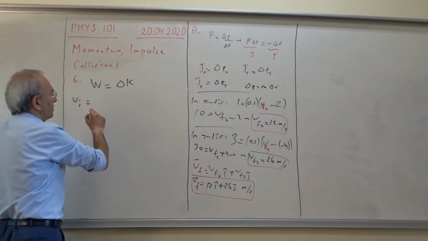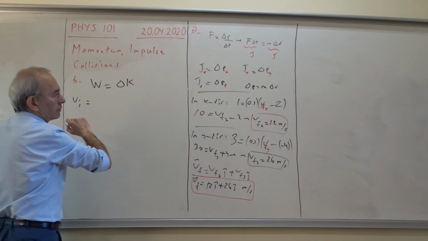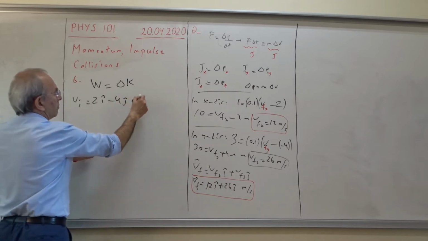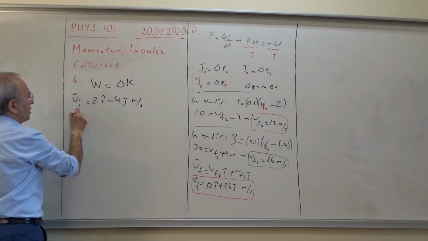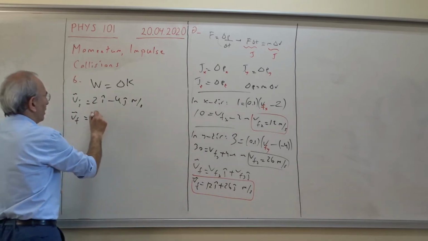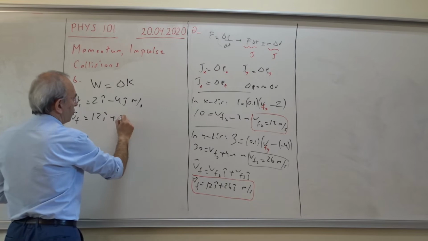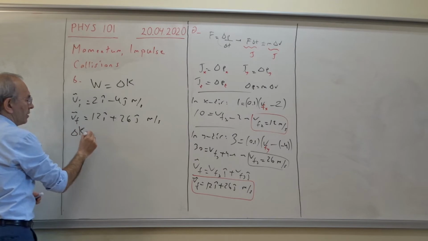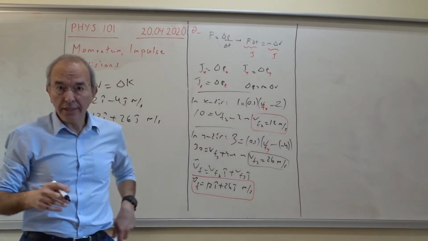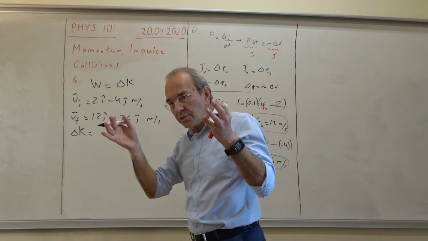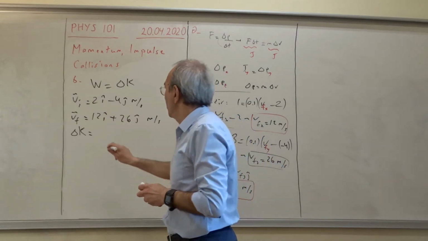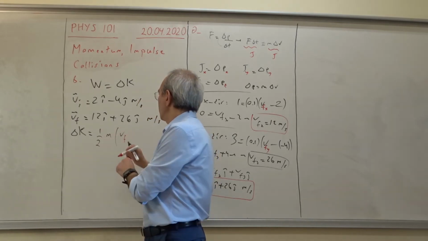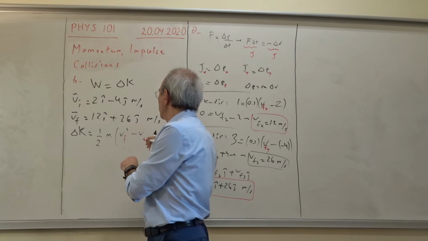Vi was 2i minus 4j meters per second, and Vf turns out to be, as we have found here, 12i plus 26j meters per second. So delta K, change in the kinetic energy of the particle, is just 1/2 m times the difference of the squares of velocities. So it is 1/2 m times v final squared minus v initial squared.